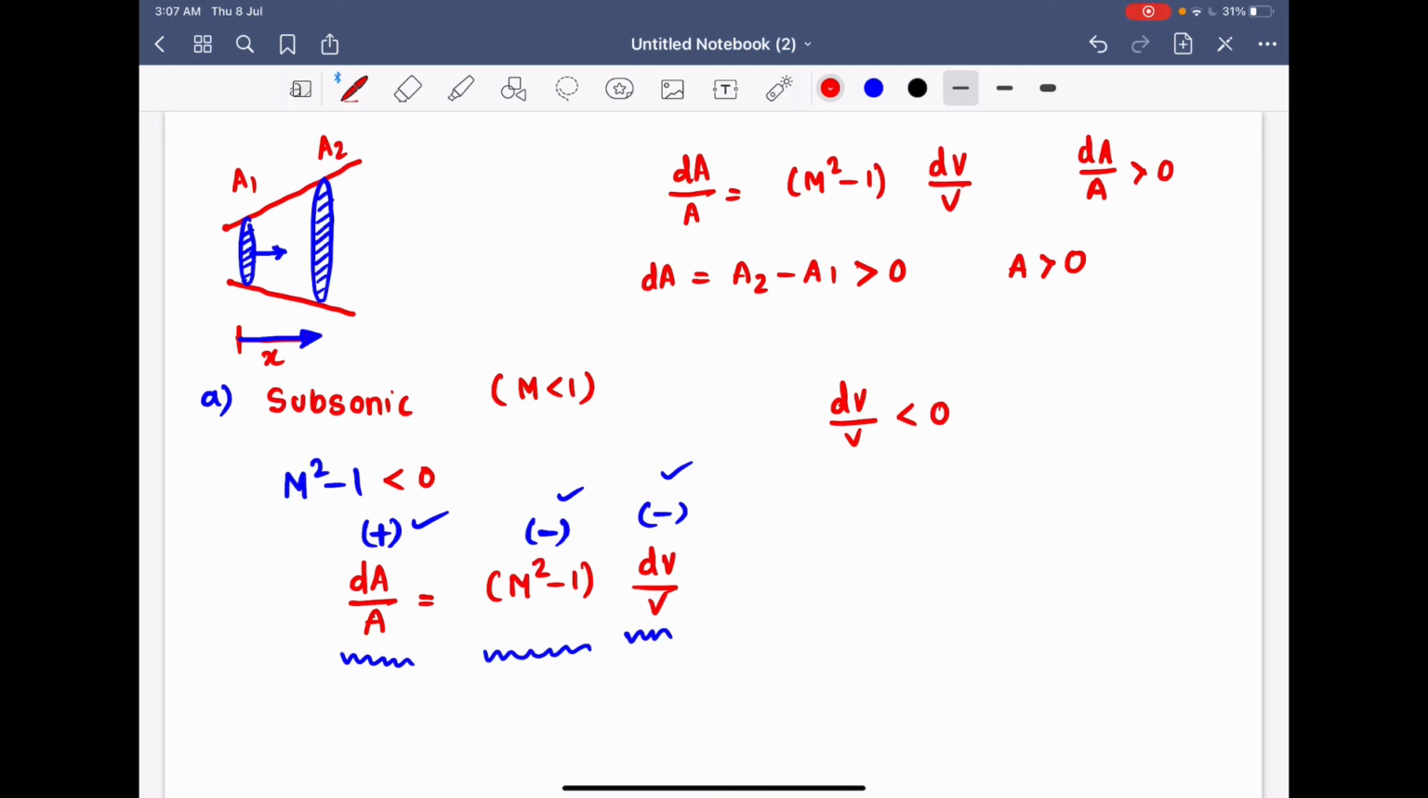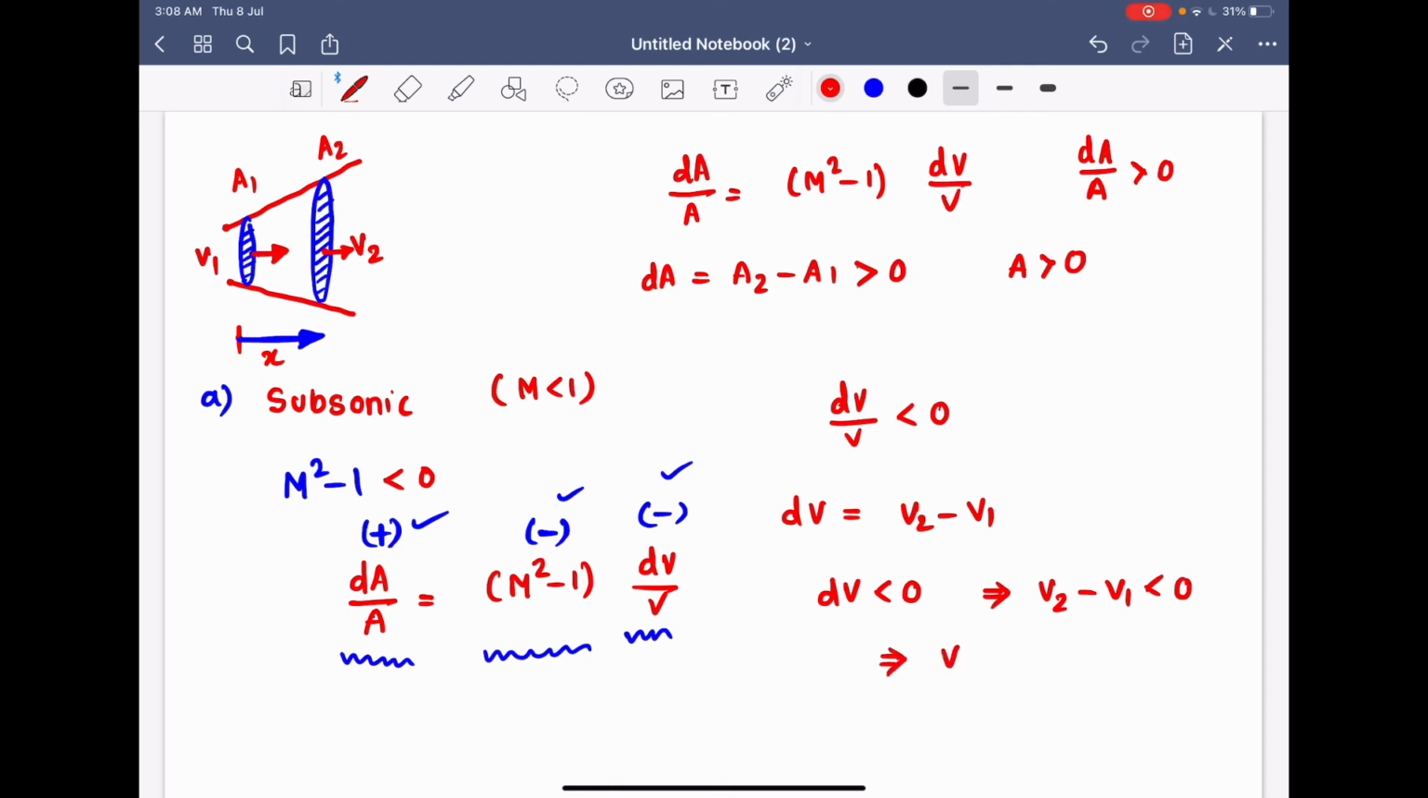So what is dV? dV by V, what do you mean by this? dV is the change in velocity as we go in the forward direction along x. Suppose this is our velocity v2 at this cross section and this is our velocity v1 at this cross section. dV is v2 minus v1. So from this equation, dV will be less than 0 for a subsonic flow. So that means v2 minus v1 should be less than 0.